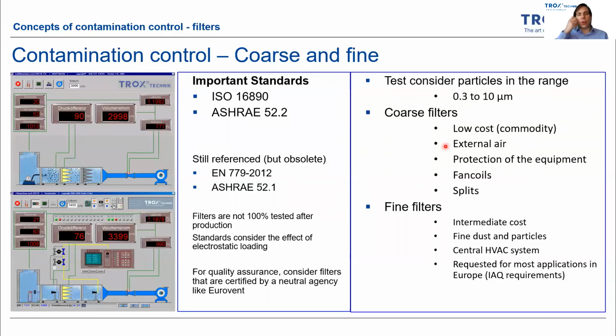But it's important to know that the filters have different standards all around the world, and we need to be able to understand the difference between them, so that we can look into different suppliers all over the world. Today for coarse and fine filters, the pre-filtration, the important standards are ASHRAE 52.2 and the ISO 16890. They are still referenced to EN 779.